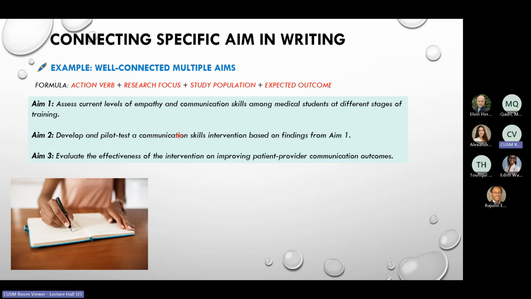We're going to develop and pilot test that communication skills intervention, and then we're going to evaluate the effectiveness of that intervention. The common thread is medical student training and communication skills. We're going to develop, pilot test, and eventually evaluate that intervention. Logical connection, where we don't have to repeat all of these elements because they're all connected, dealing with the same population, the same research focus, and differences in the particular outcomes of each of the specific aim statements.